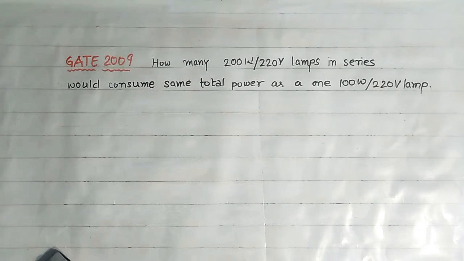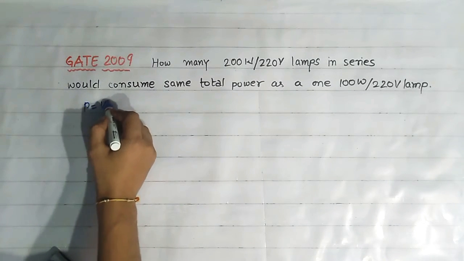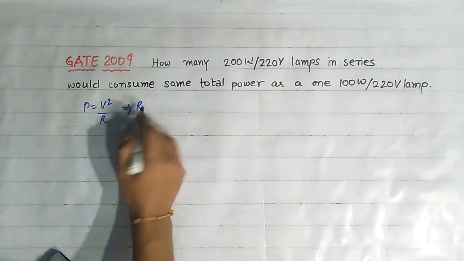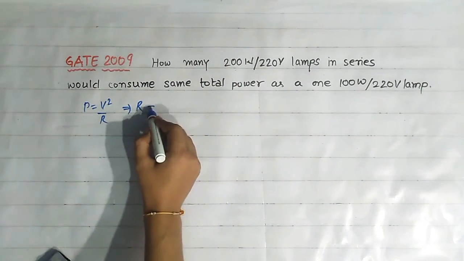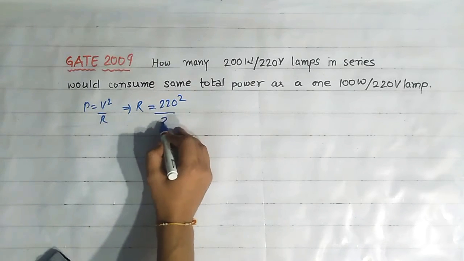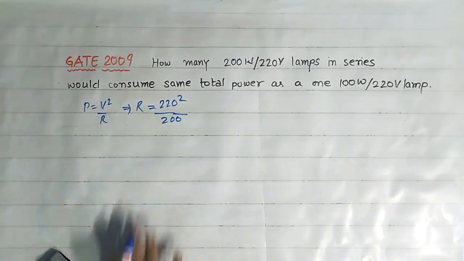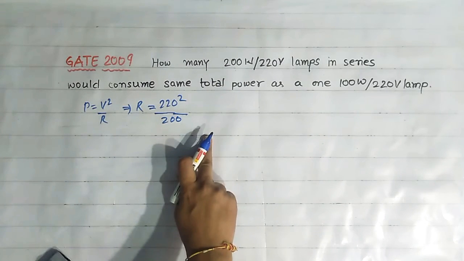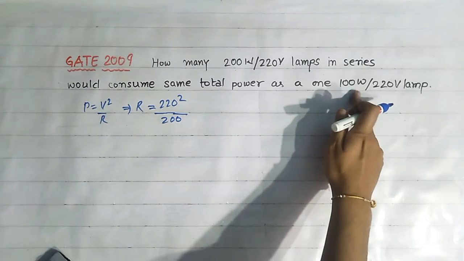Here in this lamp we know that P is equals to V square by R. So what is R? R is equals to V square by P. For this lamp, R is equals to 220 square by 200. So it is the resistance of this lamp, and we have to connect these lamps in series to make the total power consumed equal to the power consumed by this lamp.